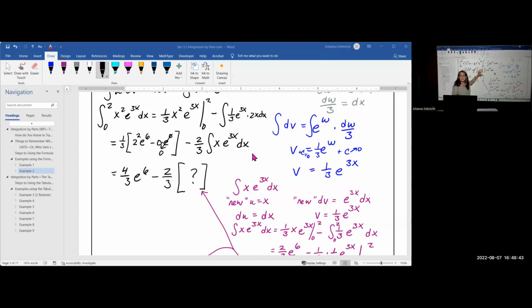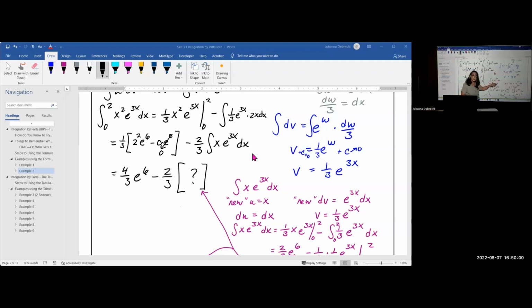I took the minus 2/3 constant factor and just pulled it out. I'll multiply by that minus 2/3 in a minute, because I know I've got 4/3 e to the 6th minus this 2/3 times whatever that integral turns out to be. So let's do the integral.